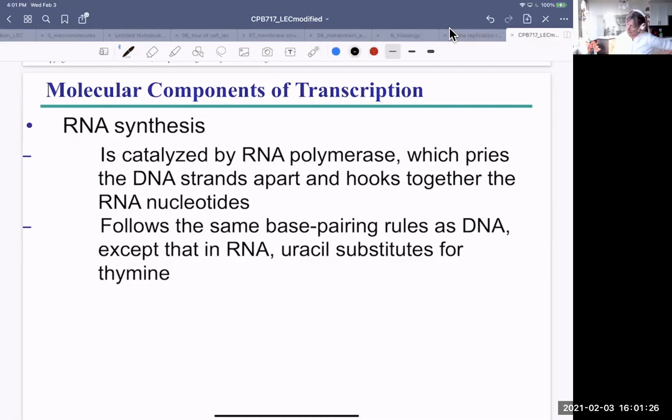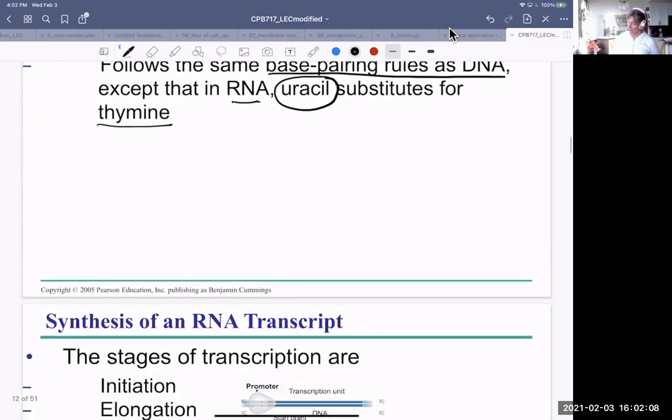And this RNA polymerase pries the DNA strands apart. So remember in replication, we had an enzyme called helicase that separated the DNA strands. In the case of transcription, it is the RNA polymerase that performs that task. It's not a separate enzyme. And it binds together the RNA nucleotides. It follows exactly the same base pair ruling as DNA, but of course, in RNA uracil substitutes for thymine. So there are some differences, of course, between those processes.